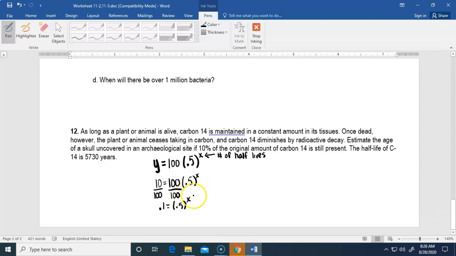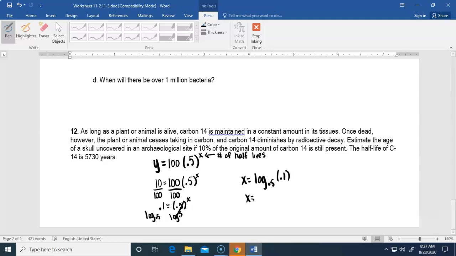We need to solve for this x right here that's in the exponent. So to get rid of that base, we can do log base 0.5 on both sides, which will cancel with this base right here. So our x is going to equal log base 0.5 of 0.1. And now all you have to do is type that into the calculator to find your value for x.